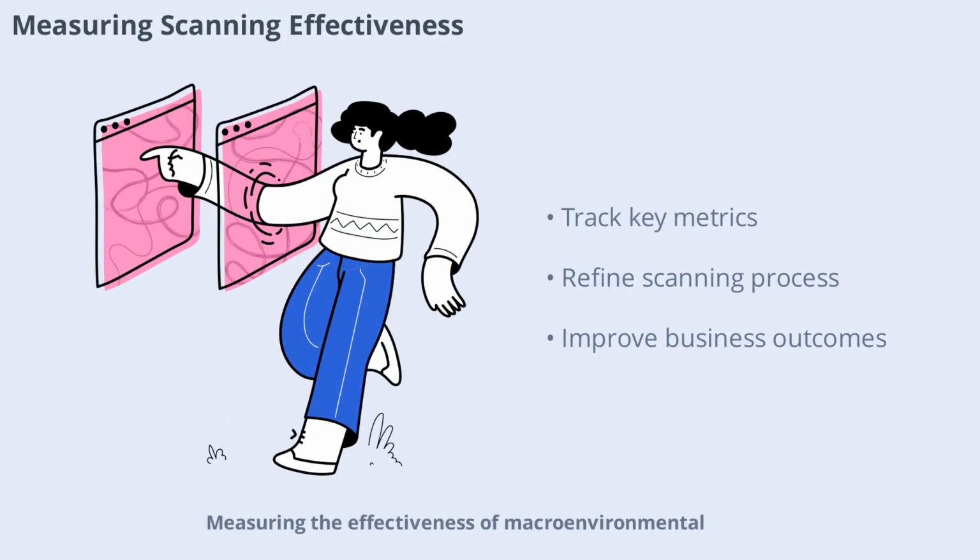Measuring the effectiveness of macroenvironmental scanning is important for continuous improvement. Key performance indicators might include the accuracy of forecasts, the speed of response to external changes, and the impact on business outcomes. By tracking these metrics, organizations can refine their scanning processes and achieve better results over time.